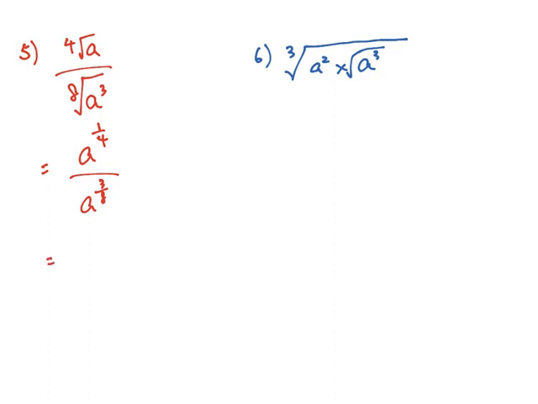If it's a fraction, we will use the big index minus the small index. So this one is bigger than this one, so we use the bigger one minus the smaller one. So a to the power 3 over 8 minus 1 over 4. So by using calculator, you can see a to the power 1 over 8.